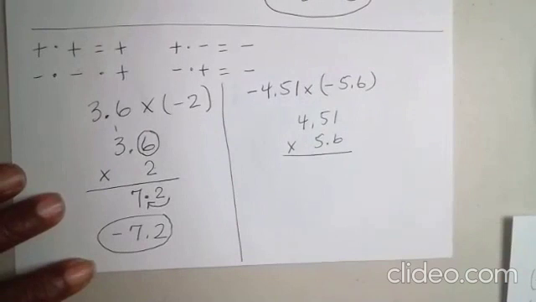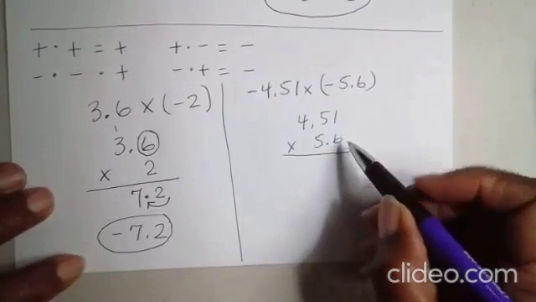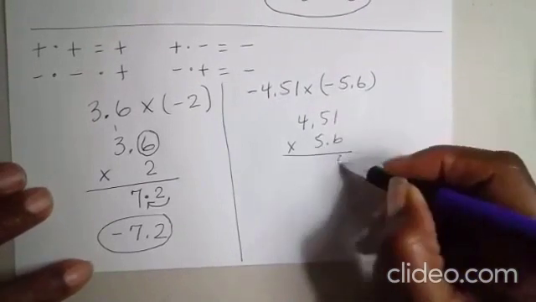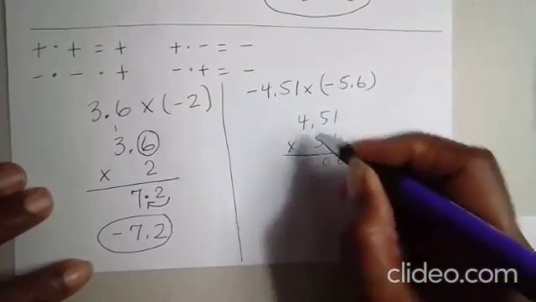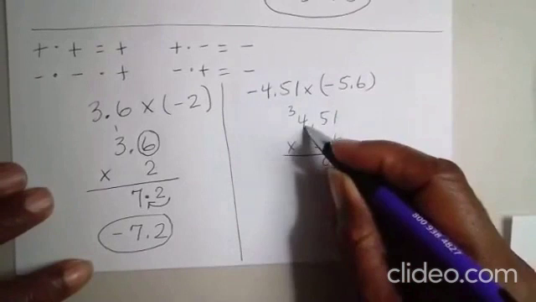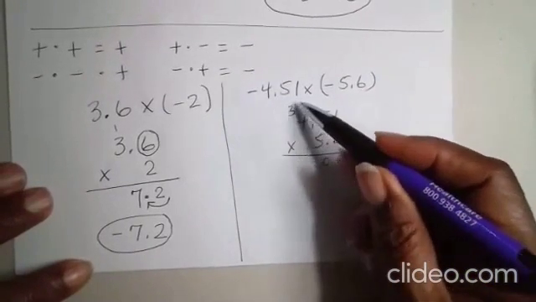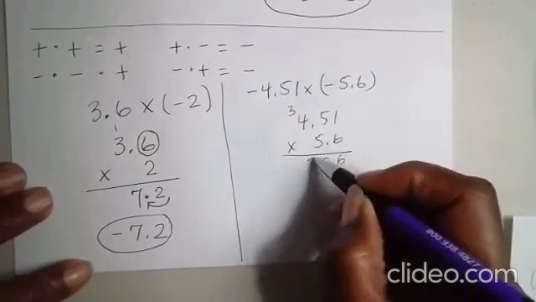Again, it's not important that you line up the decimals. Not relevant. We'll worry about where the decimal goes at the end. So let's do our long multiplication. 6 times 1 is 6. 6 times 5, 30. Carry our 3. 6 times 4, 24, plus 3, 27, right?